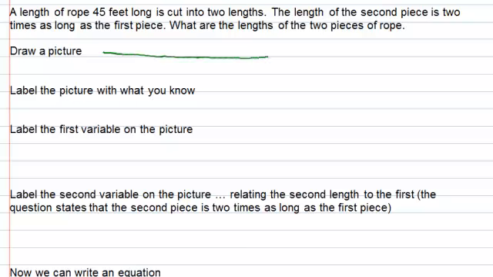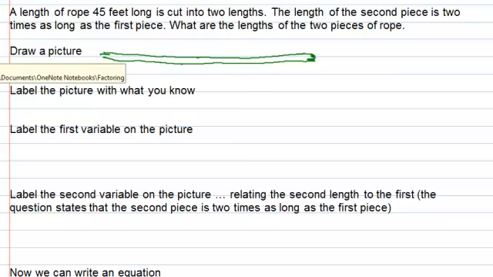So how do you draw a piece of string? Well, very carefully. And my piece of rope is going to look really horrible. It's frayed at the end. There's our piece of rope. All right. Now it says that the length of the second piece is 2 times as long as the first. So it's saying pretty specifically we cut it into 2 pieces. Here's the first piece, and here's the second piece.